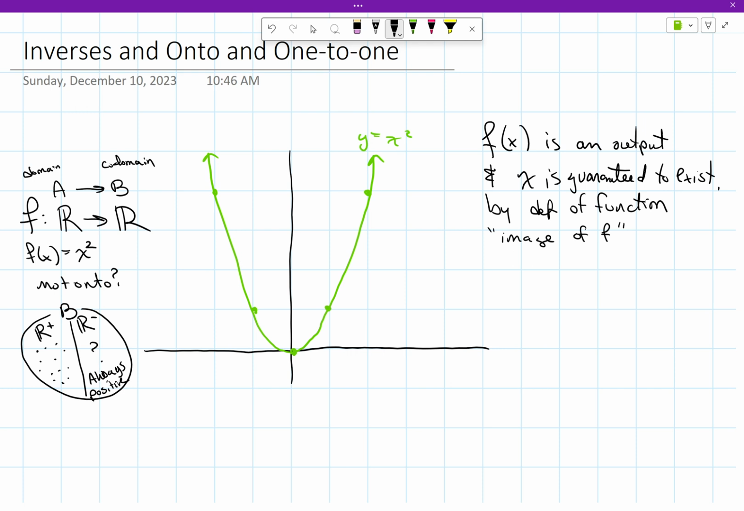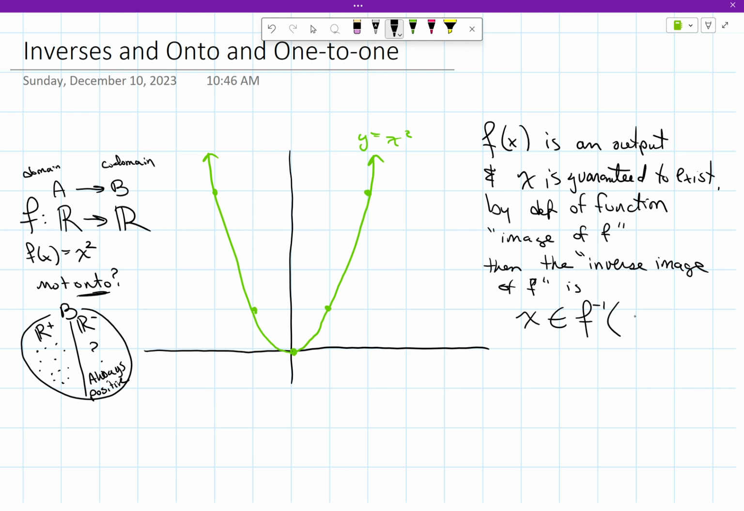I'm going to go over onto and one-to-one, and I feel like right now, immediately, I've just explained to you what onto means. Now, what about the inverse then? What am I going to do with an inverse? So if I say that f of x is an output and x is guaranteed to exist, then the inverse image of f is such that x is guaranteed to be in that inverse image.